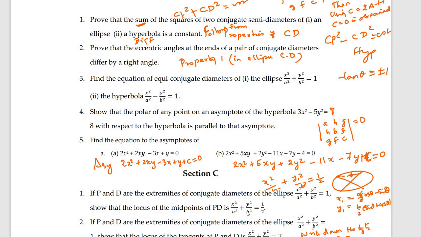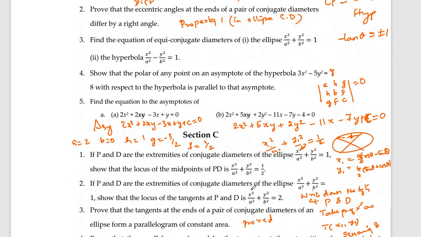equal to 0. Here a is 2, b is 0, h is 1, g is minus 3 by 2, f is half, and c remains as such. So substituting these values over here, you will get what that c is. So that will give the equation of asymptotes. And in the same way for the second one also.